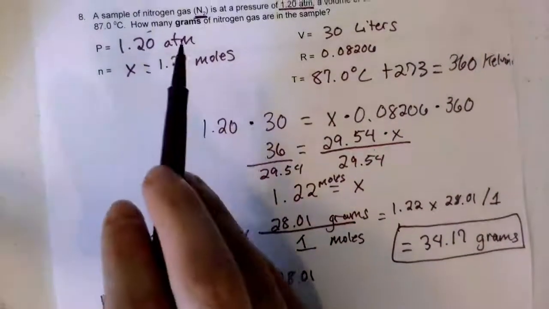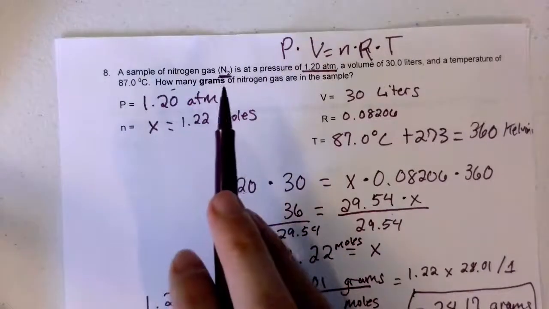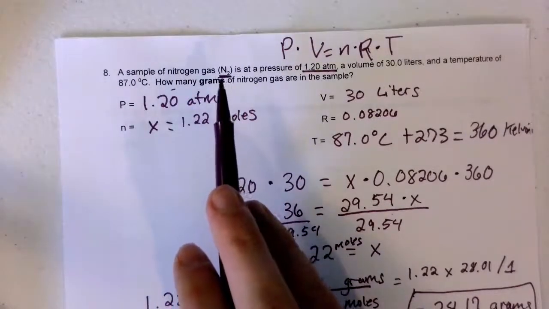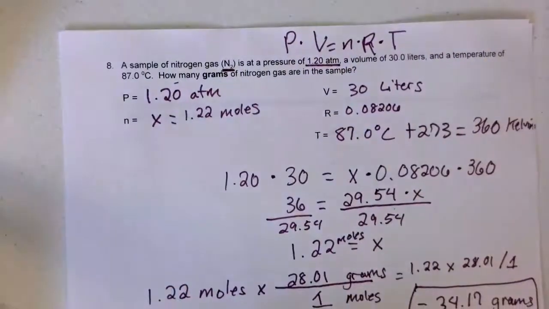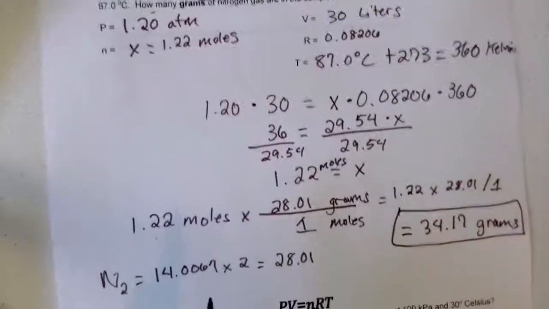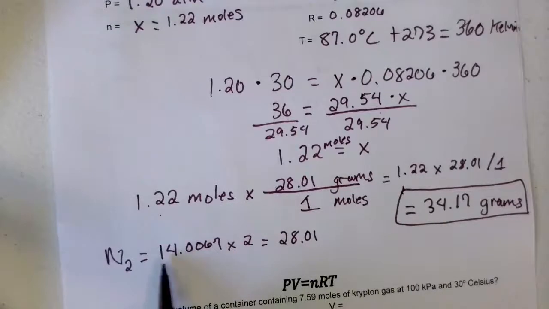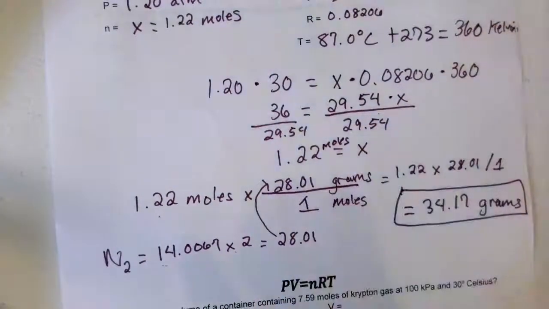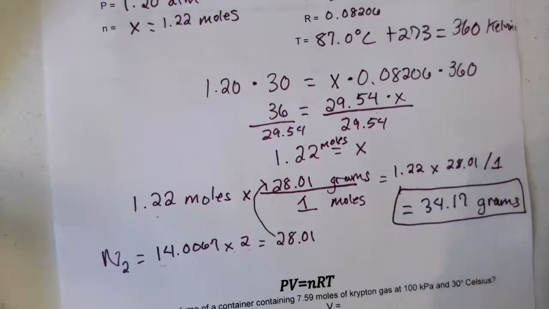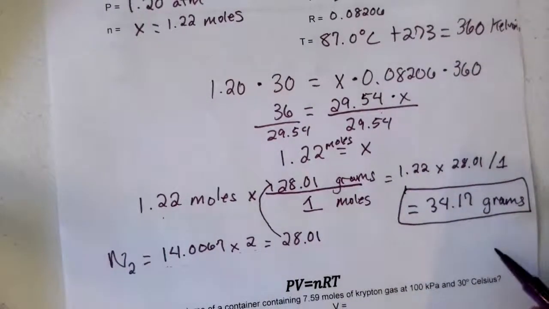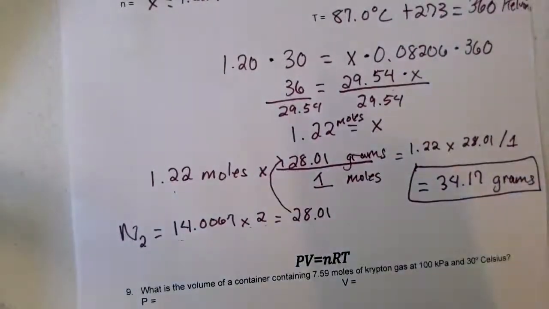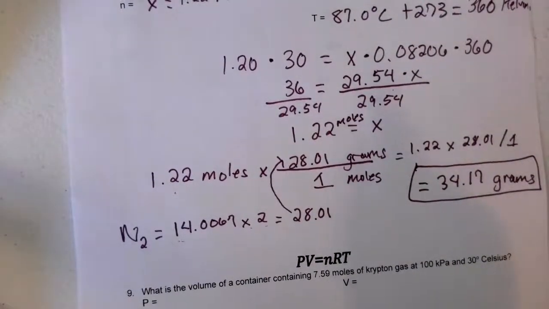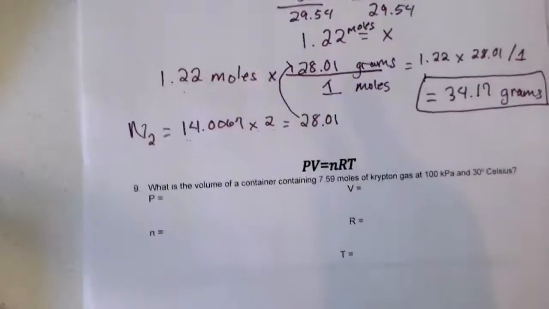So I looked back up here at the top, and it says a sample of nitrogen gas, which is N2. I say, okay, there's N2. Now I have to find the molar mass for N2. So I looked up what just one nitrogen weighs, which is 14.0067, multiplied it by 2, and got this 28.01. And then I plugged that number up here into the conversion for grams. And I got 34.17 grams. And that's your overall answer for this. Okay? Whew, that was a lot, right? Alright, hopefully the next couple aren't that difficult.